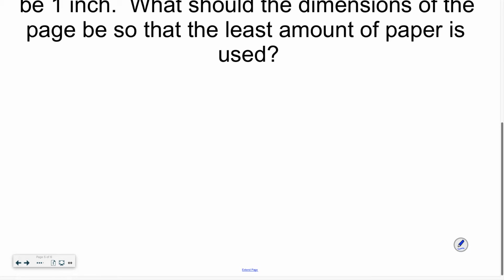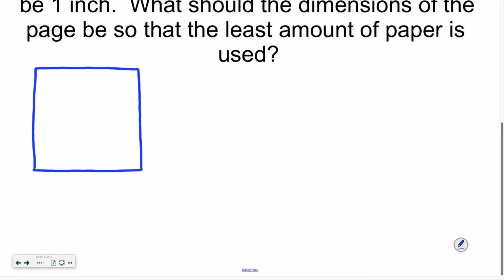Or the size of the paper, I guess, right? Because we know we want 24 square inches of print. It's more about the size of the paper. We want the smallest piece of paper possible. That was a lot of pieces. Okay. So, what do we know? We have a piece of paper, and it's a rectangle. Right?